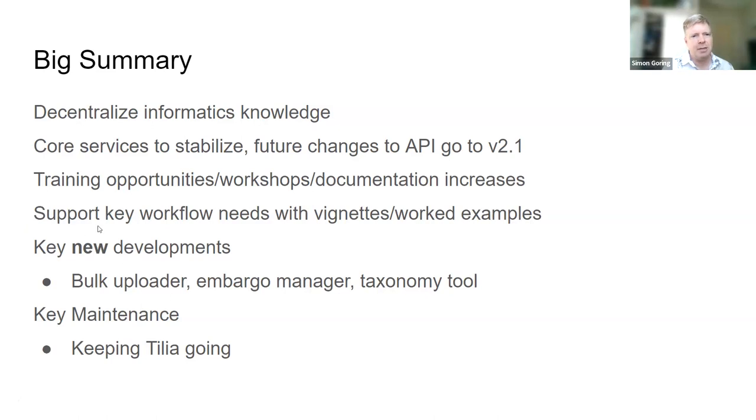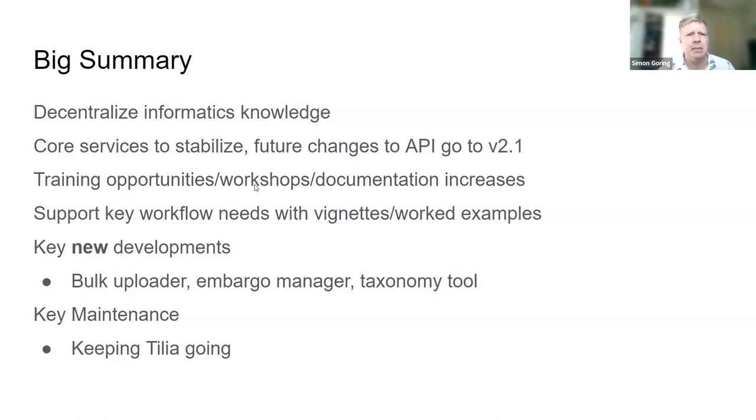And that sort of goes along with this next point of supporting key workflows. So a lot of the comments in key needs were like, I want to see how to go from a download to different kinds of plots. I want to see how to do new chronologies or something like that. And I think, again, this goes along with both visibility of documentation and these vignettes and worked examples. I think it also goes along with increased opportunities for training.